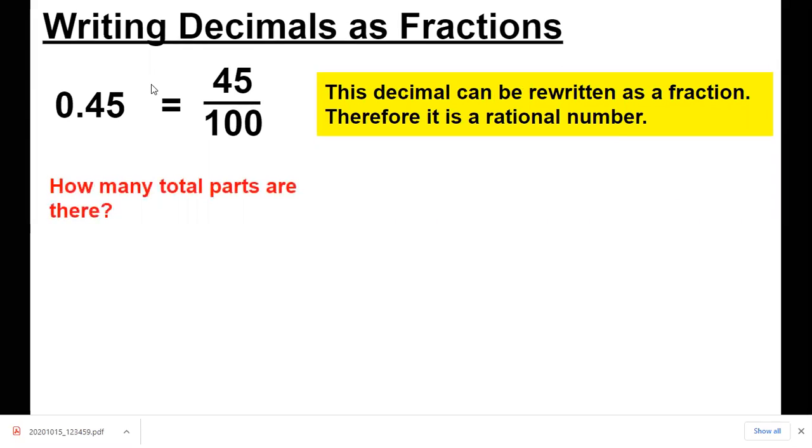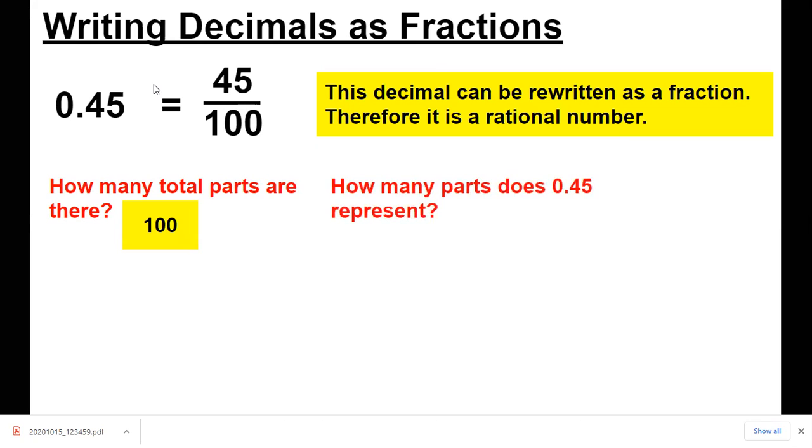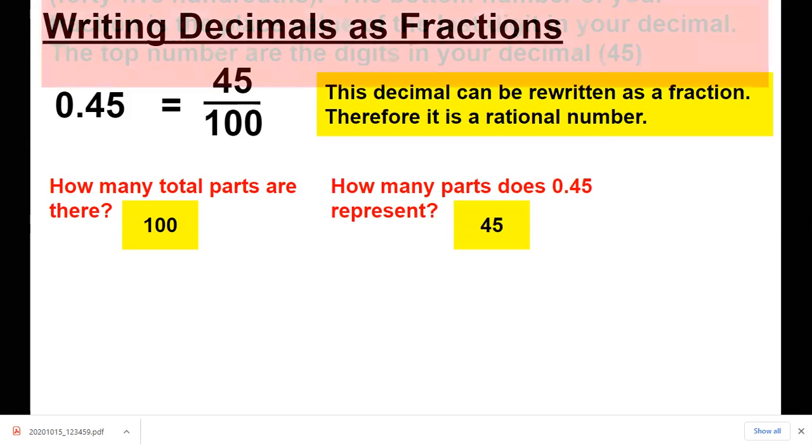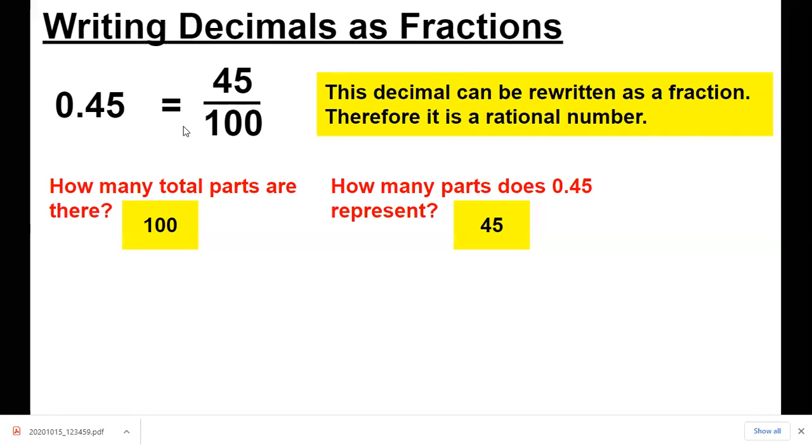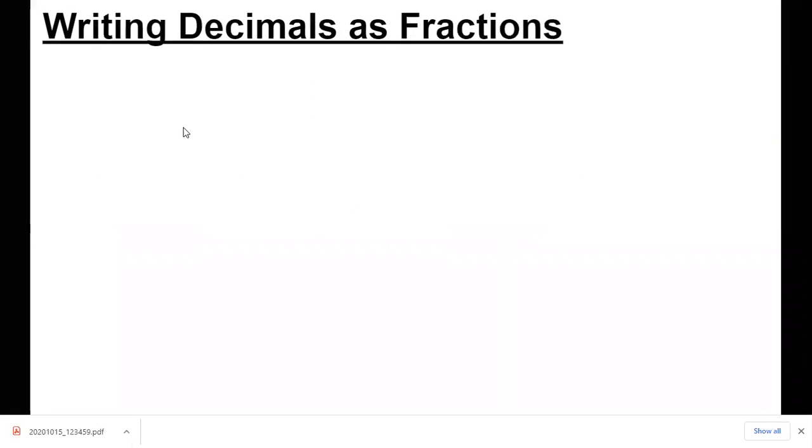How many total parts are there? This time there are 100 parts. How many parts does 0.45 represent? 45 parts. To convert a decimal to a fraction, read the decimal aloud, 45 hundredths. The bottom number of your fraction is the place value of the last digit in your decimal, so hundredths. The top number are the digits in your decimal, 45. Okay, let's give a few more a try.